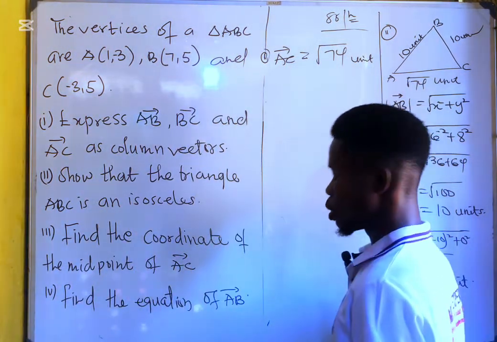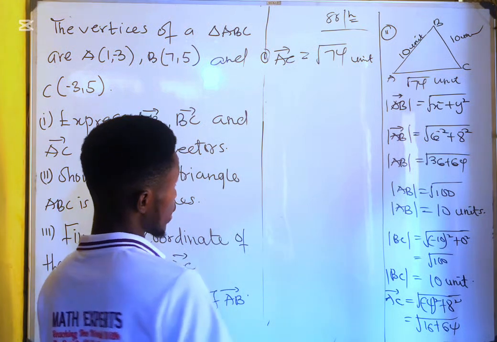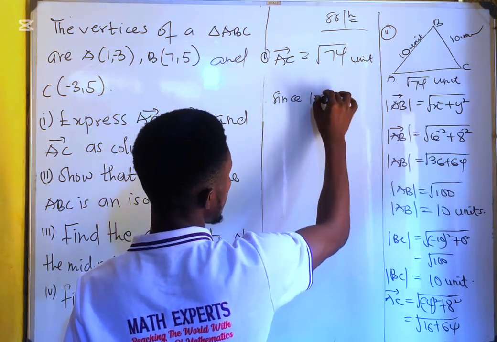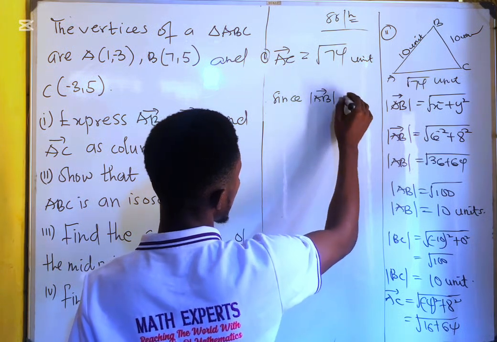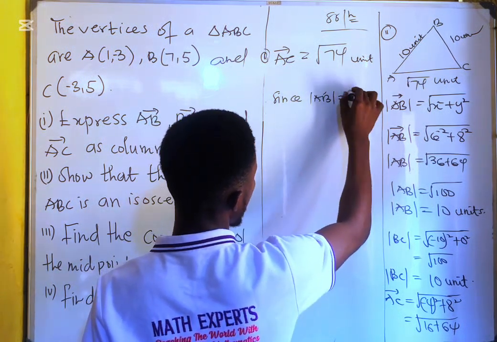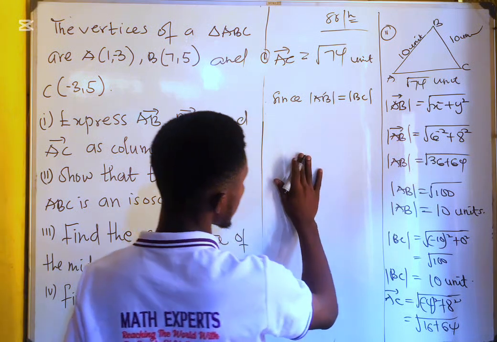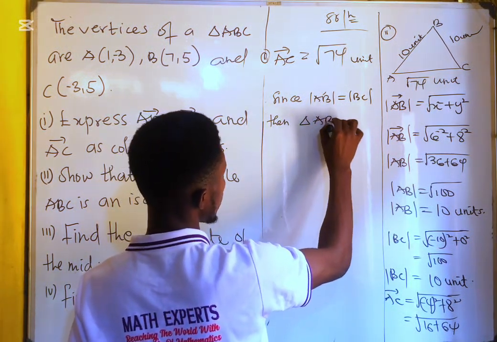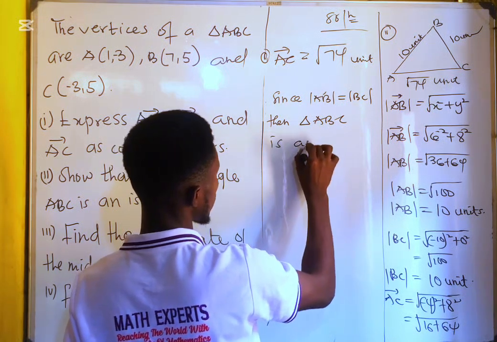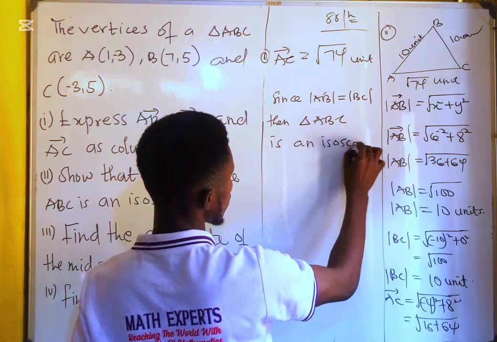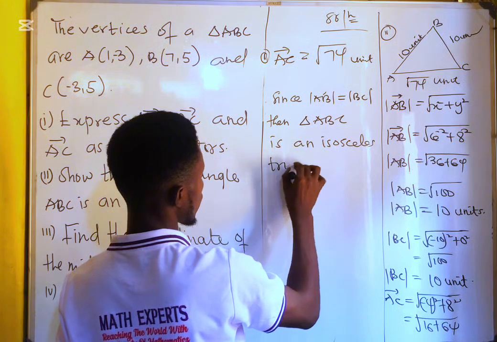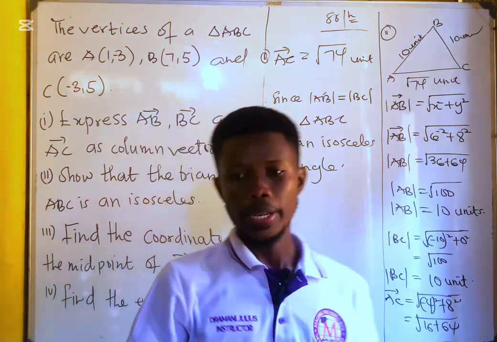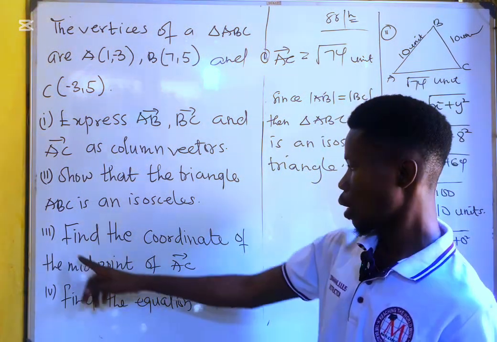Show that. So you can see that since line AB is equals to line BC, then triangle ABC is an isosceles triangle. Sharp.